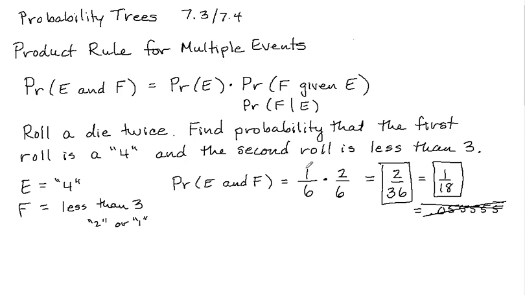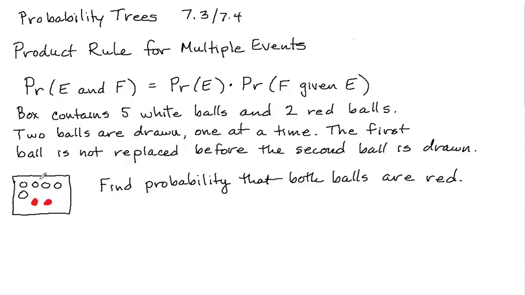Okay, let's try this again. Suppose we have a box and it has 5 white balls and 2 red balls. And 2 balls are going to be drawn from that box one at a time. So there's a first ball and a second ball, but the first ball isn't going to be replaced before we draw the second ball. Find the probability that both balls are red.